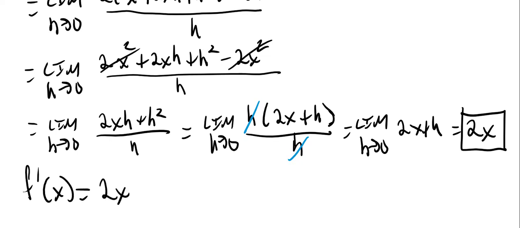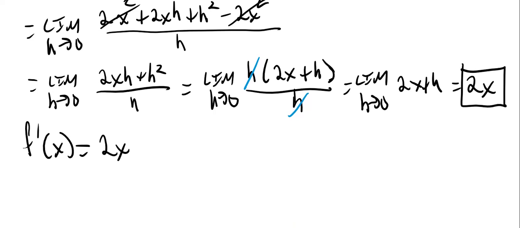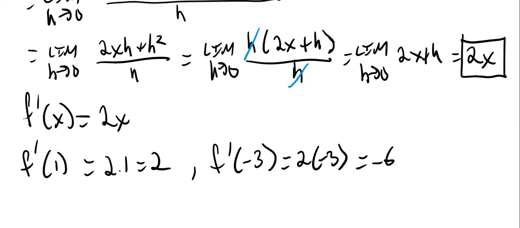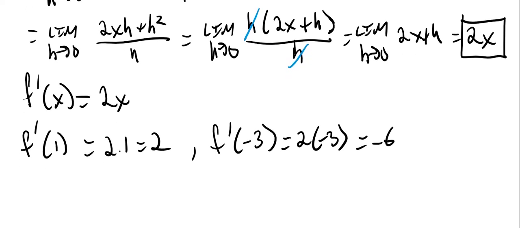This allows us to figure any point, a derivative at any point. Let's say we want to figure out the derivative at 1. We plug in 1 for x here. 2 times 1 is 2. So our derivative when x is 1 is 2, and so on. We can also say the derivative at -3 is 2 times -3, which is -6. And we can plug in anything. That gives us the derivative at any point on the function in its domain, where the derivative exists.